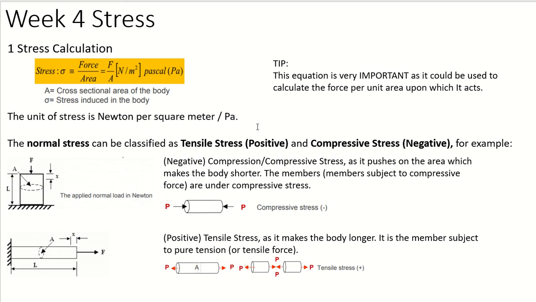Negative or compressive stress is when a negative force pushes on the area, which makes the body shorter. For example, imagine compressing a spring to make the spring shorter. That's compressive stress, and the members are under compressive stress. Tensile stress is when a positive force acts on the body and makes the body longer. Imagine stretching the spring. So the spring is under tensile stress. It's very easy to understand as long as you have common sense.